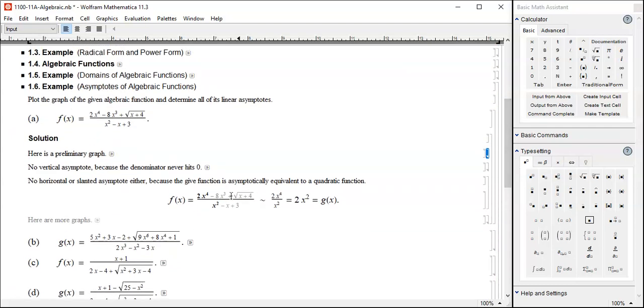Oh, by the way, about this radical here, square root is 1/2 power. So this growth order is 1/2. This is 3rd power, this is 4th power. So which is the leading term? 4th power is the biggest. And down here, 2nd power is the biggest. That's how the asymptotic estimation works.